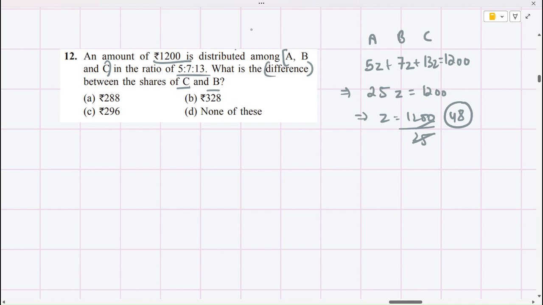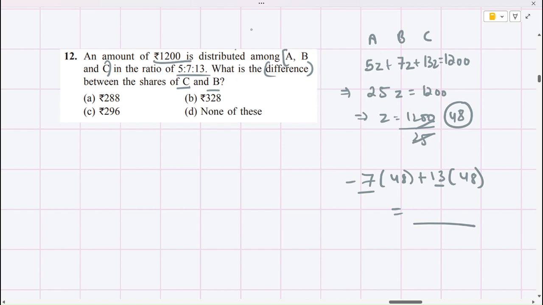Now they're asking what is the difference between the shares of B and C. So first we will find B's share. For example, 7 multiplied by 48 minus 13 multiplied by 48. Because this is the unit thing, right? And these are the numbers which make the actual value. So in this manner, if we try to calculate, this is coming out negative. We can just write it in this way. So if we find out the difference between B and C, then we'll get the answer.